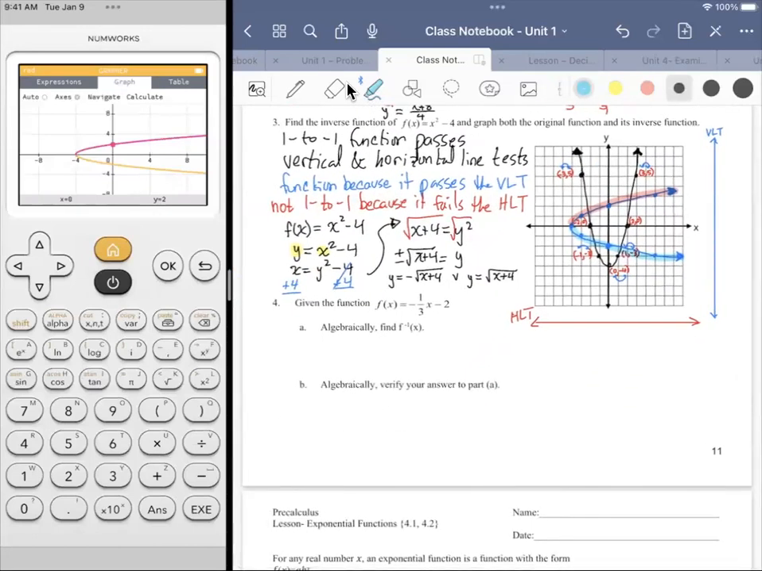Now, the last little bit here, and this is actually the last thing we're going to do for tonight, because exponential functions is so completely different from what we've been doing that I run the risk of confusing the living daylights out of people any more than I already have. So we'll just wrap it up with number 4 here. Algebraically find the inverse, and then algebraically verify your answer to part A.